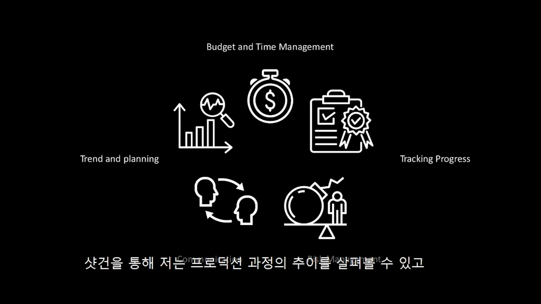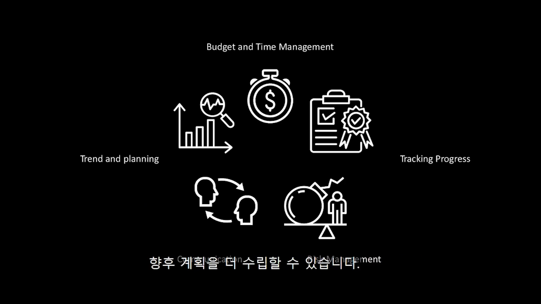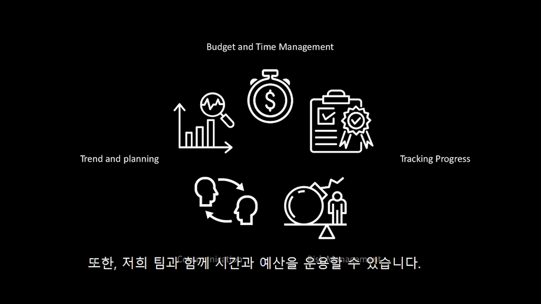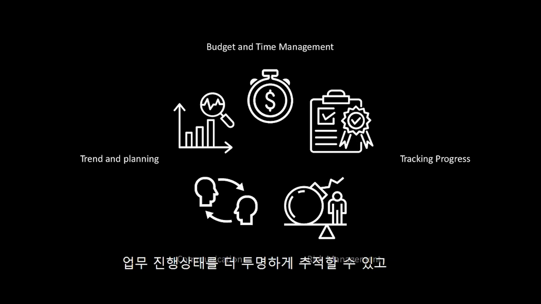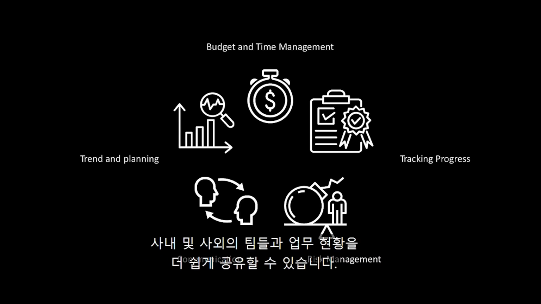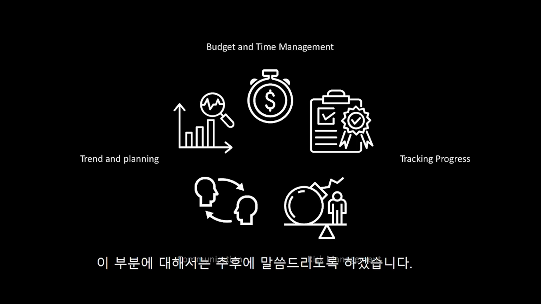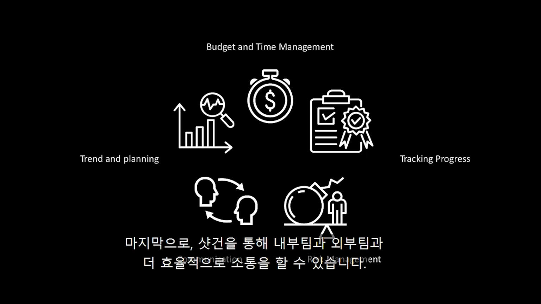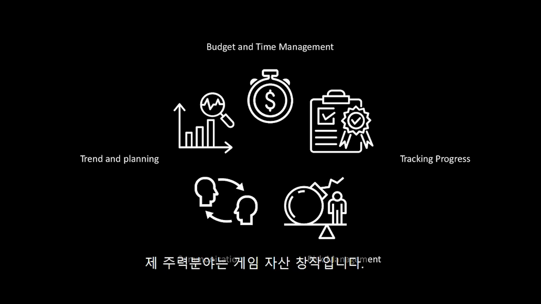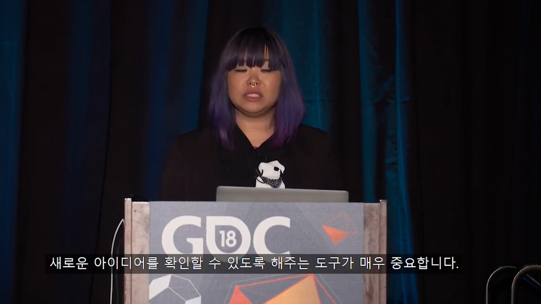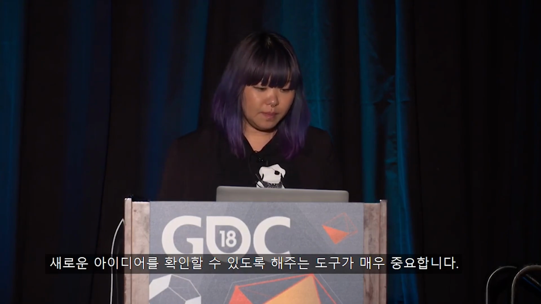So with Shotgun, I'm able to observe the trend of my production, make future plans, and I can also manage my budget and my time with my team. I also have better transparency of tracking the progress, sharing the status between internal team or external team. I also can use Shotgun to provide more risk management. So I'll cover it a little bit later. And last but not least, there's a better way to communicate between internal team and external team, especially my focus area, which is asset creation. In a tool that is able to visually communicate and also track all the history of what is being commented, what ideas are being added onto the asset creation process is really, really important.